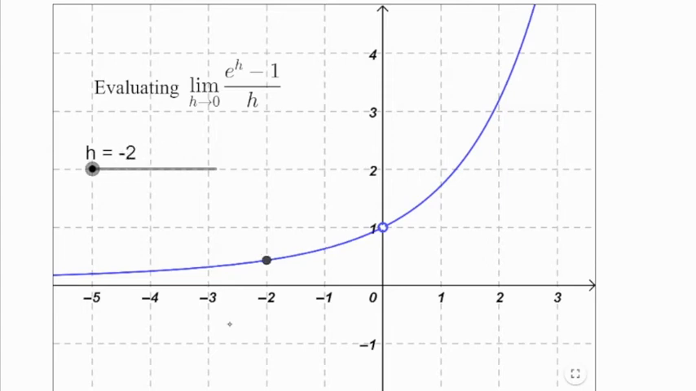I can go from the left side. I'm at -2 and approach it. Moving from the left, I'm getting closer and closer to 0. Once I get to 0, it disappears because there's a hole there. So we would say I'm squeezing the same value on both sides, and that the limit as h goes to 0 is 1.